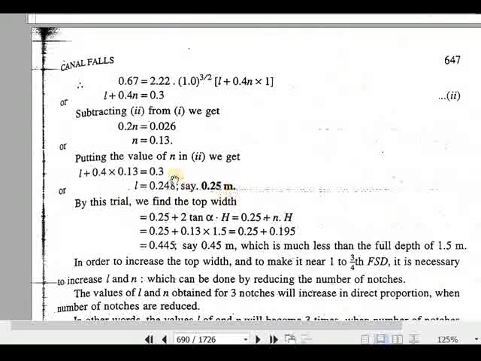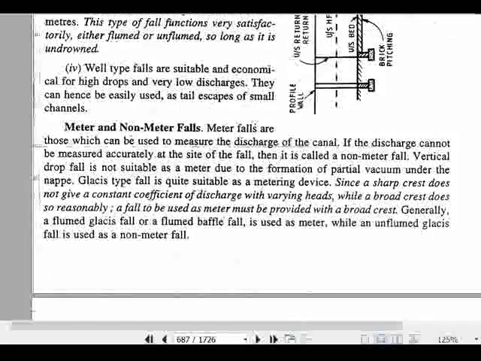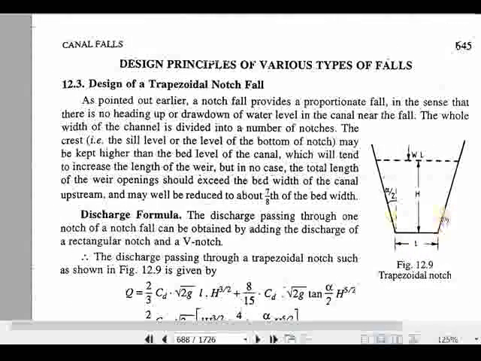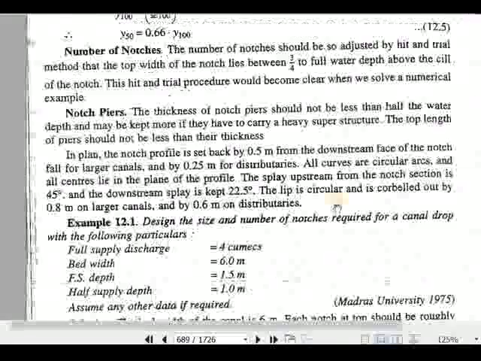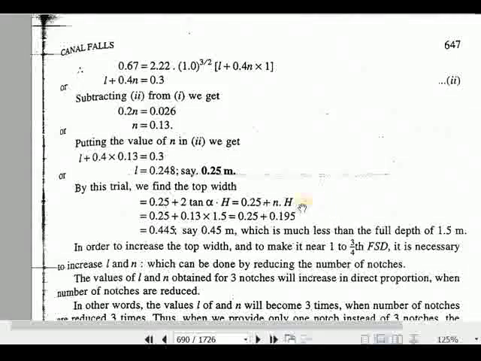By that trial, we then find the top width. This L is the bed width of the notch of the weir. Let me show you. This L is basically this portion, and this is H. This is alpha by 2. Next, if we want to find the top width, we can apply the equation: top width is equal to 0.25 plus 2 tan alpha H. And 2 tan alpha is equal to N, so 0.25 plus 0.13 into 1.5, and we get a top width of 0.45 meter.